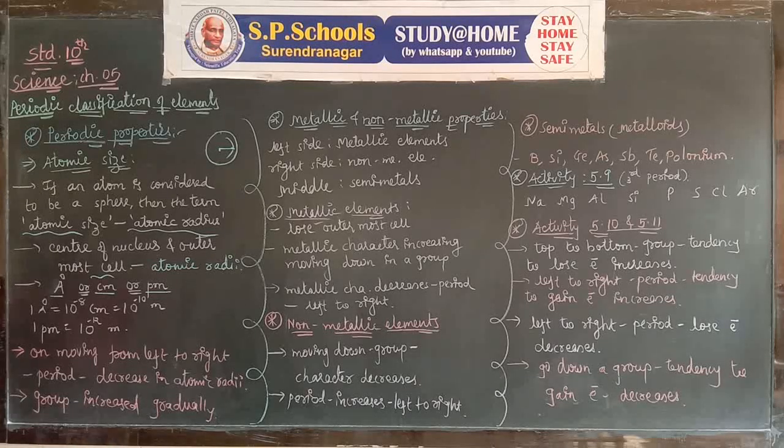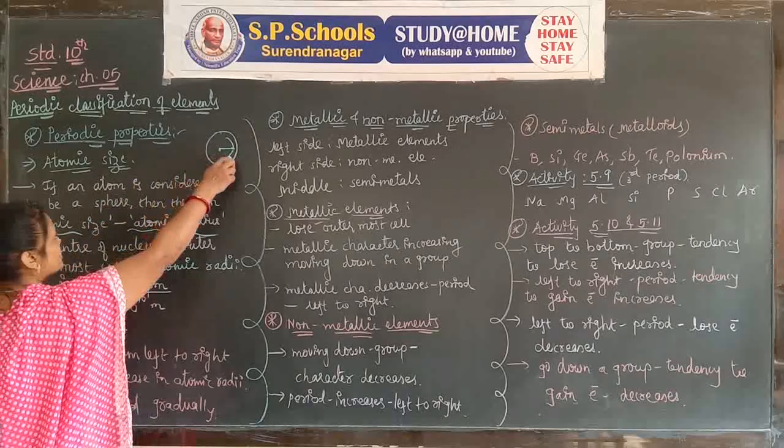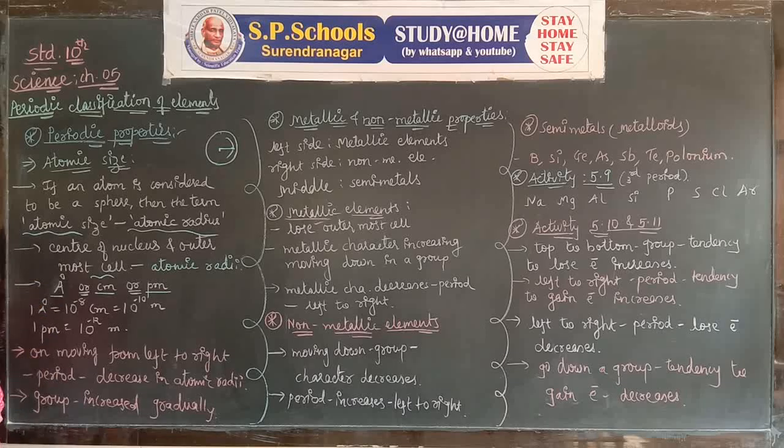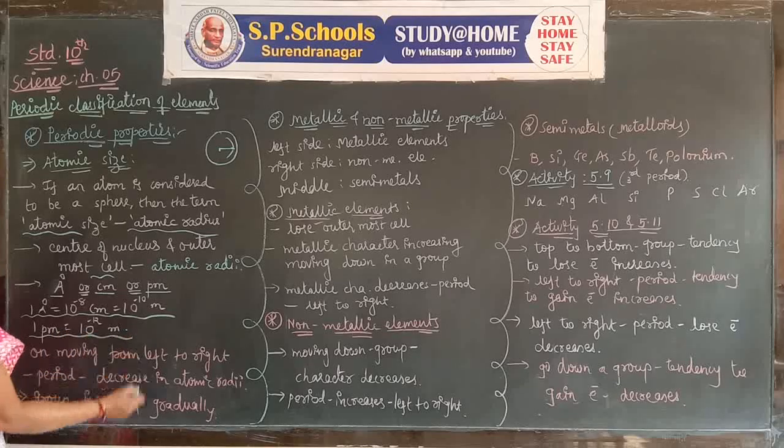So when we find the distance from the nucleus to its outermost shell, the atomic radius or atomic size, 1 angstrom is equal to 10 raised to minus 8 centimeter, which is equal to 10 raised to minus 10 meter. If it is in picometer, 1 picometer is equal to 10 raised to minus 12 meter.